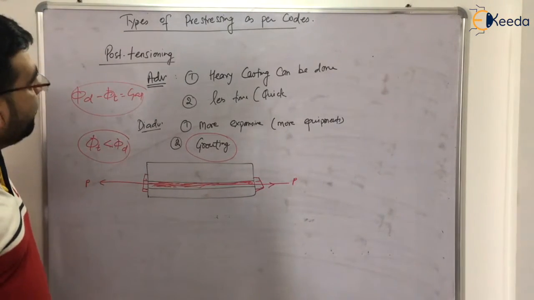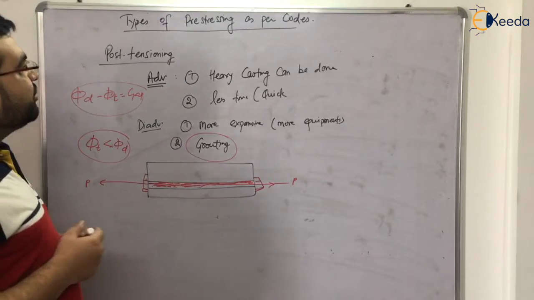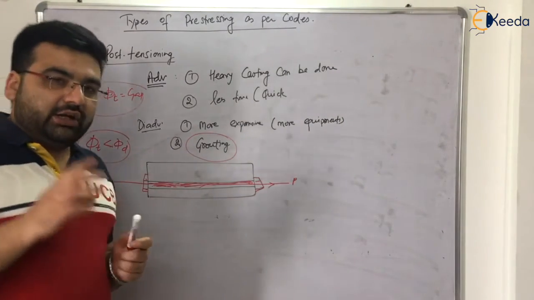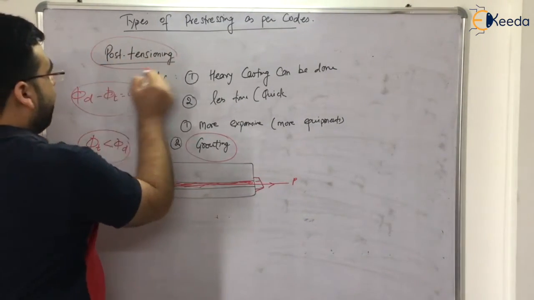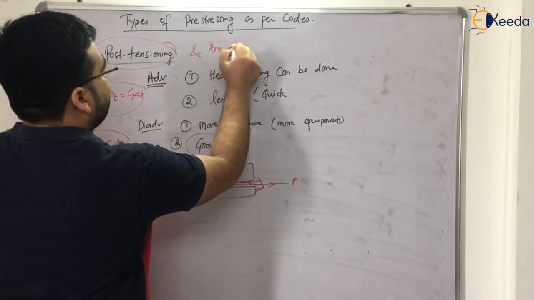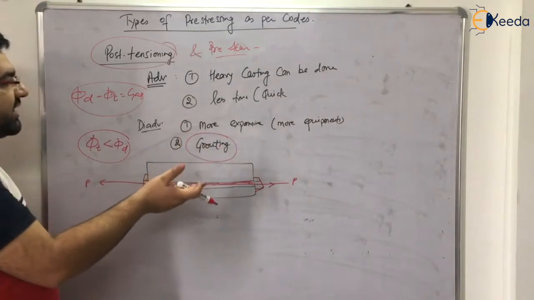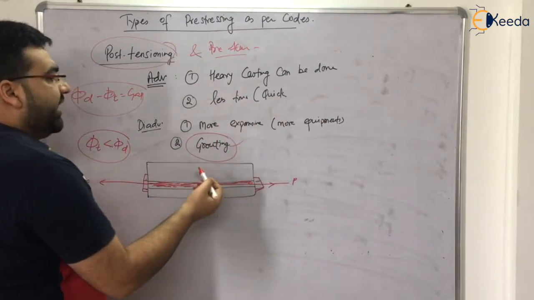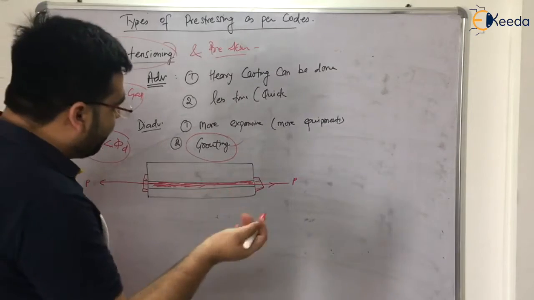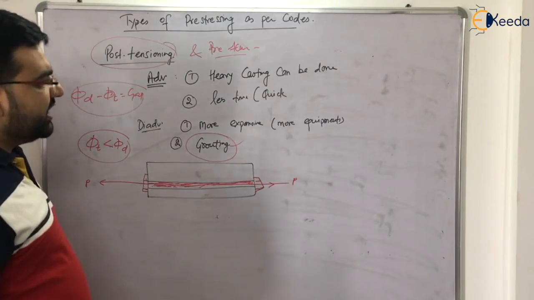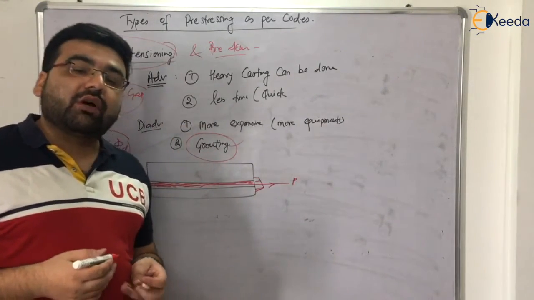Okay? So I hope that you have understood the different types of pre-stressing as per the course. The most important were post-tensioning and pre-tensioning. Clear? Some theoretical questions can also be there. In which is grouting applied, right? In which are anchors required, right? Pre-tensioning or post-tensioning. Some theoretical questions can be from this topic.